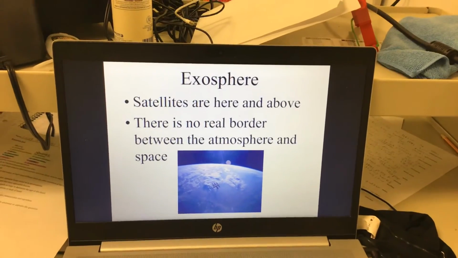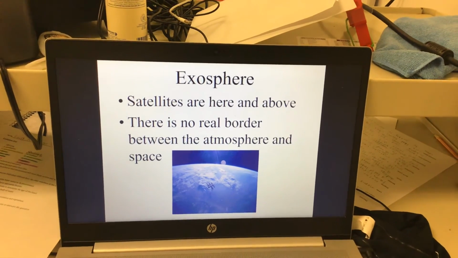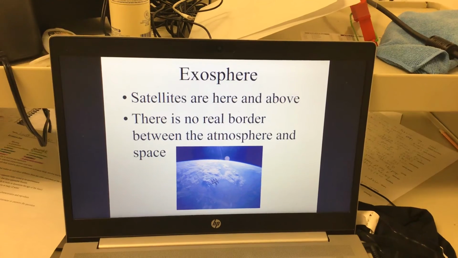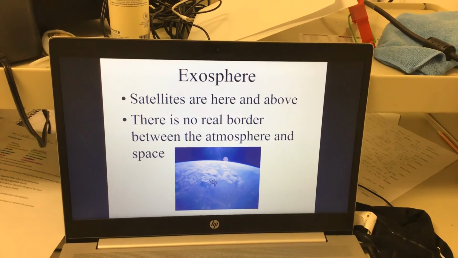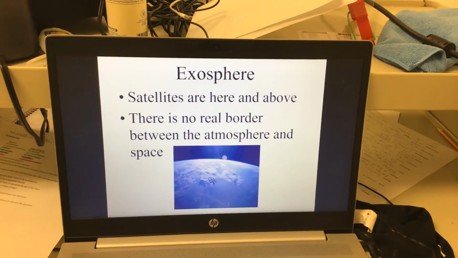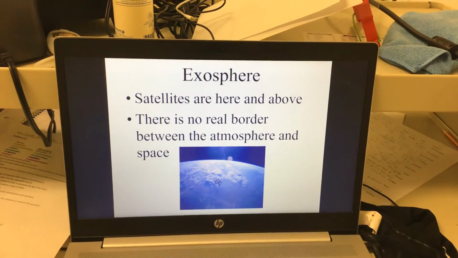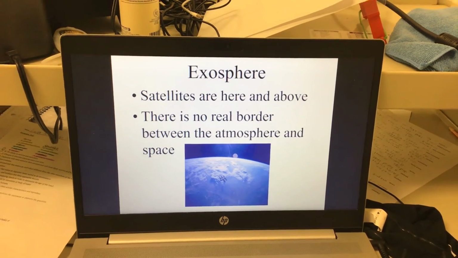Also, there's no definitive line where all of a sudden the atmosphere ends and space begins. It just kind of continues to fade. Remember, air molecules are in the troposphere close to the Earth, and then it just keeps getting thinner and thinner until there's no more air molecules. So there's no line of, oh, welcome to space, or welcome to the atmosphere. It just gradually changes.